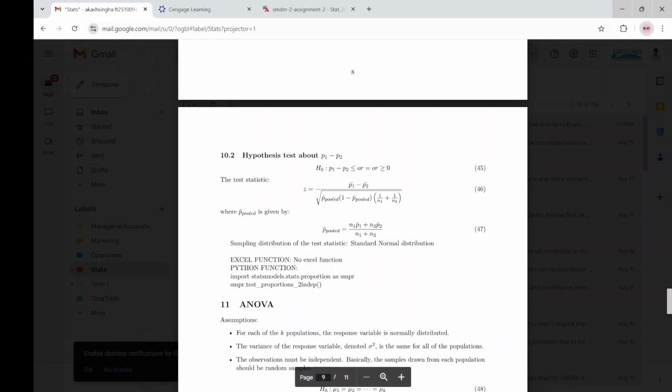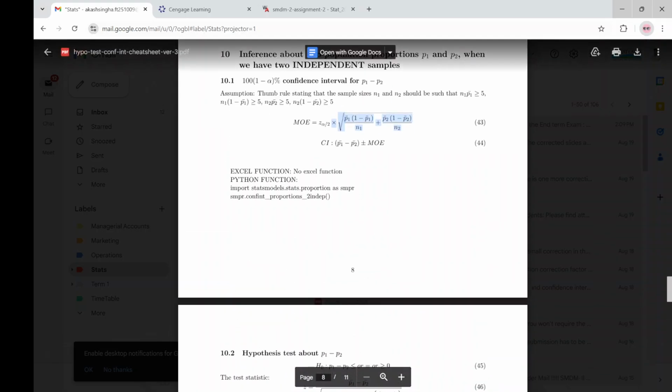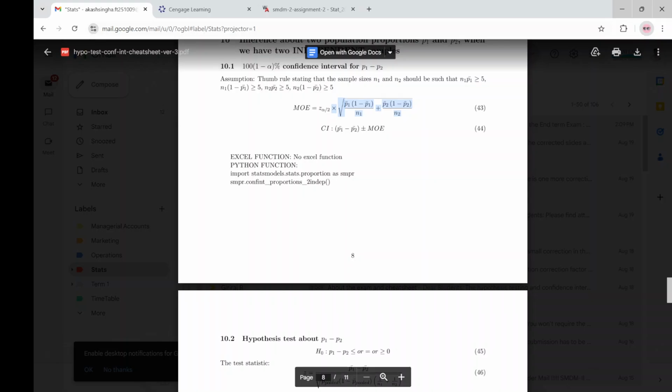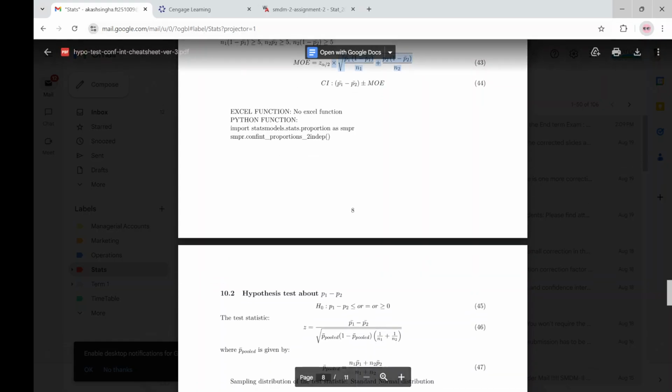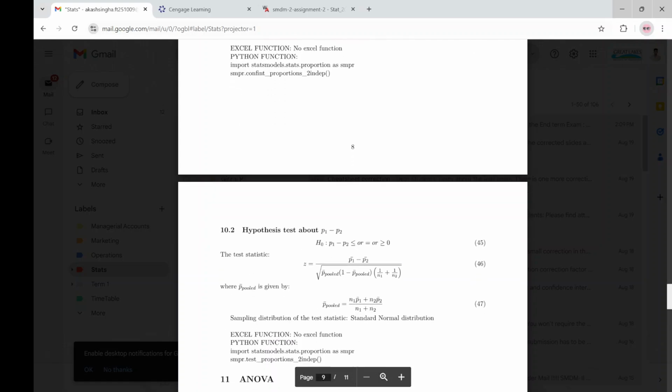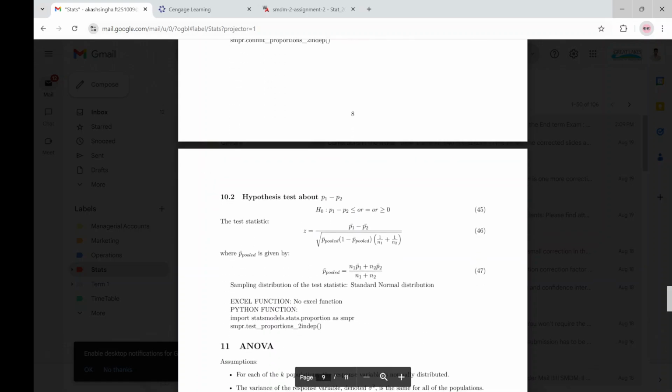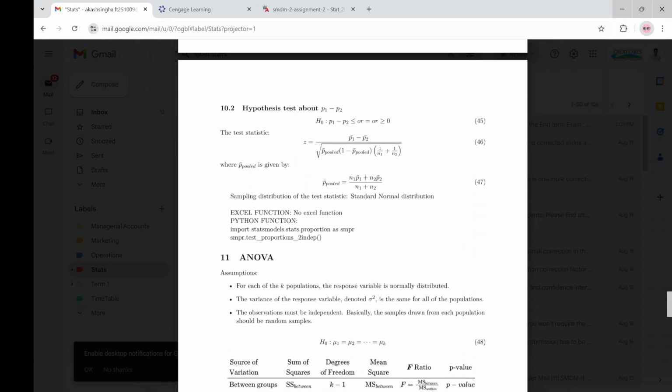This one is for the confidence interval, and this is for the hypothesis. Just put these values in place of the other values and you will get it.